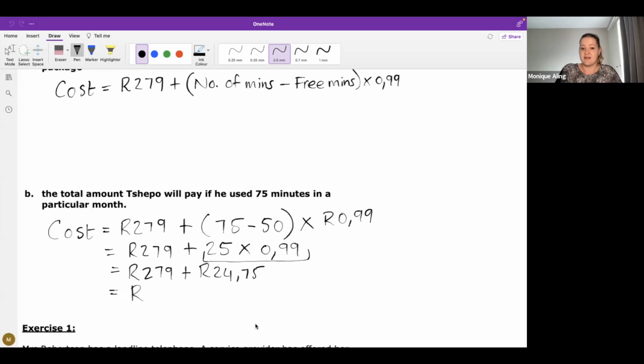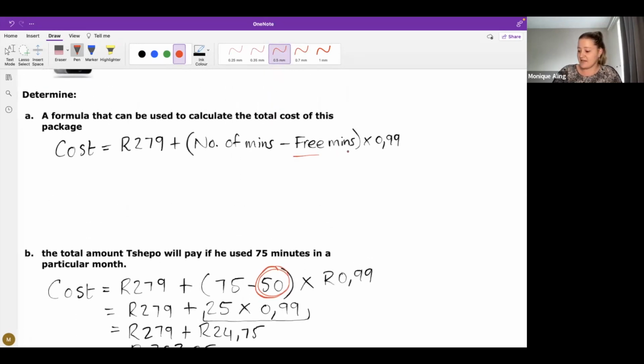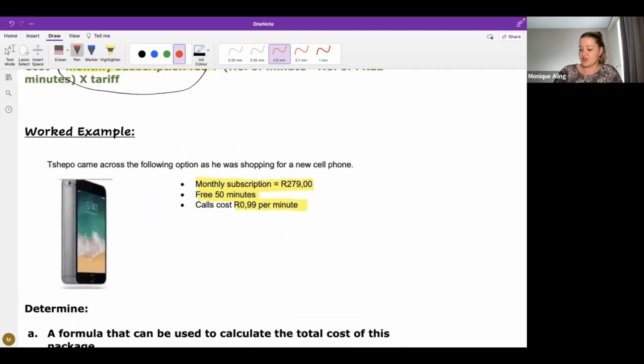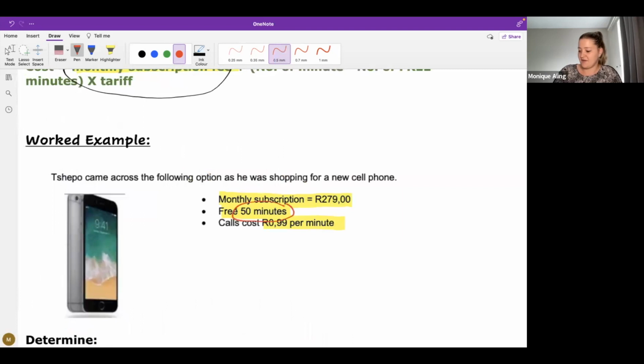There's quite a few people that are raising their hands. Tsepiso is saying, ma'am, where did you get the 50 rand? We'll move on to the hands soon. Let me just quickly write the answer here. Quickly, this isn't 50 rand. This is the 50 minutes from our formula we just came up with, our general formula, because remember, according to the question, we get 50 free minutes.